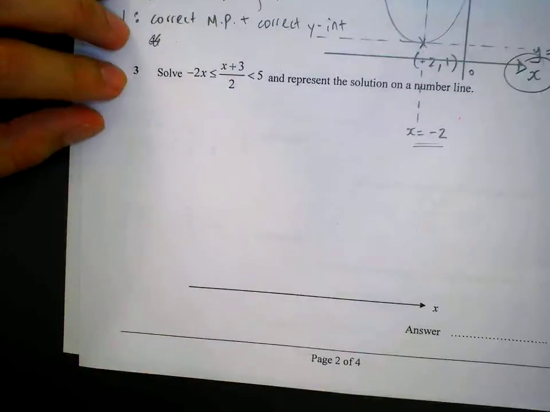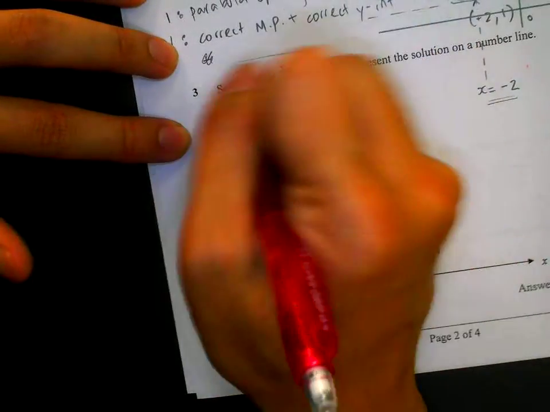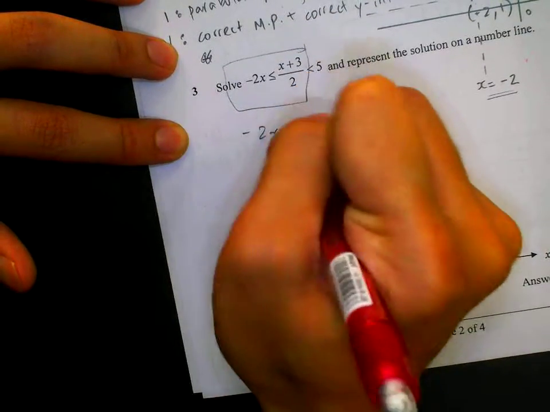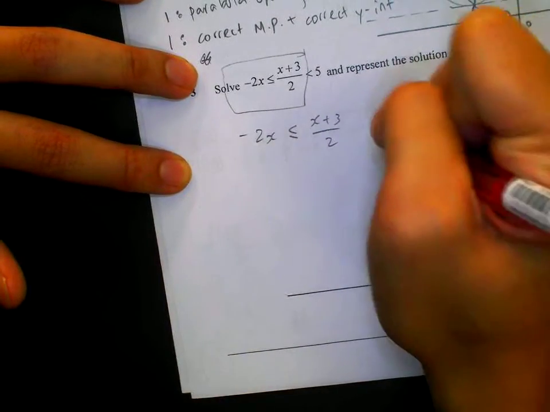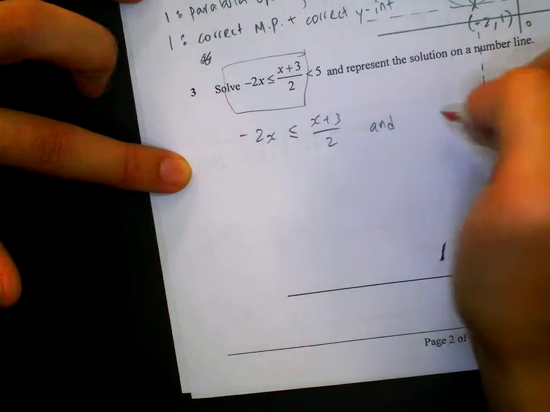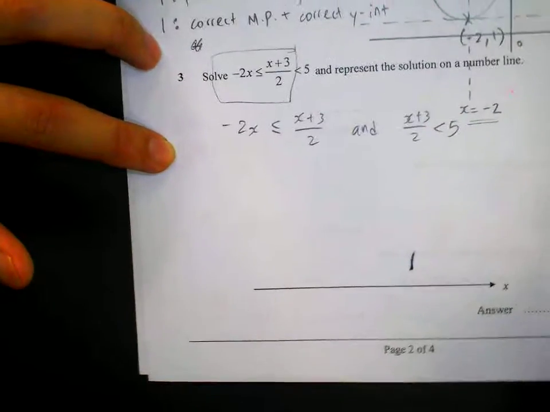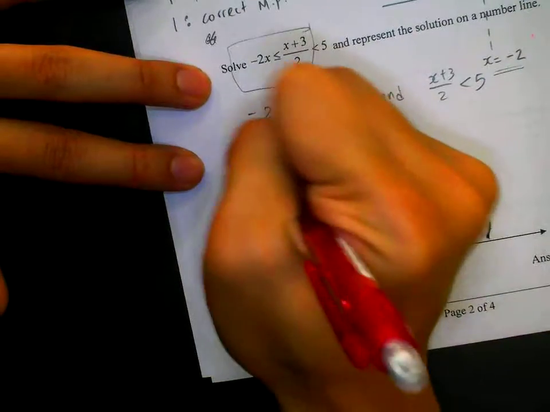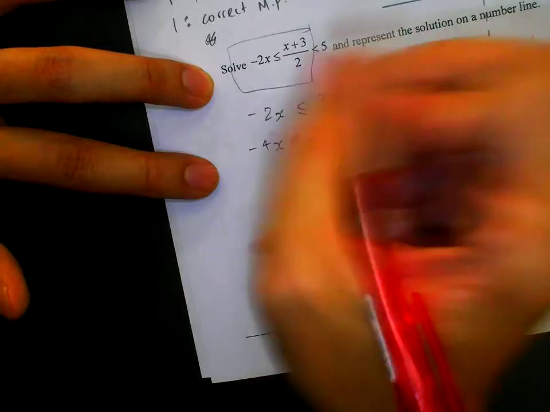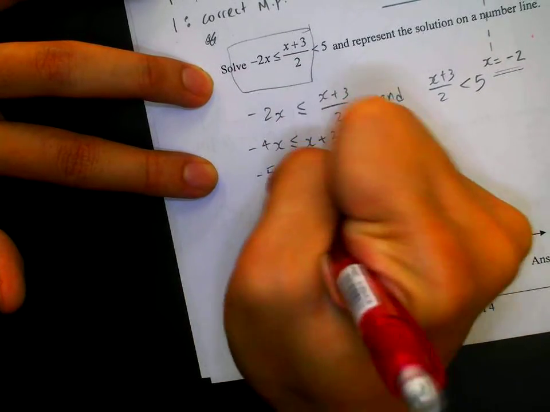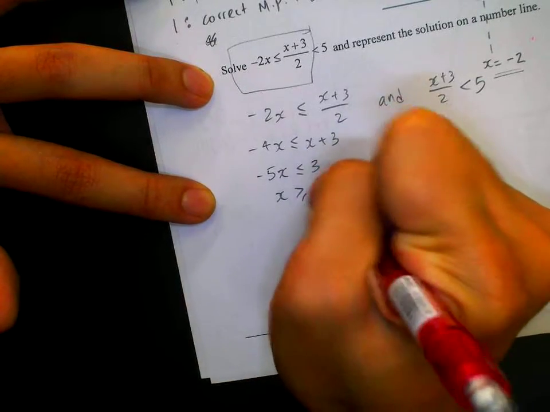Okay, next, question 3. Solve and represent the solution on the number line. So we do the left hand side. We got -2x ≤ (x + 3)/2. And on the other side, it's actually an 'and', (x + 3)/2 < 5. So solving them separately, we get -4x ≤ x + 3. Most of you chose to subtract x on both sides, no problem. -5x ≤ 3, x ≥ -3/5.